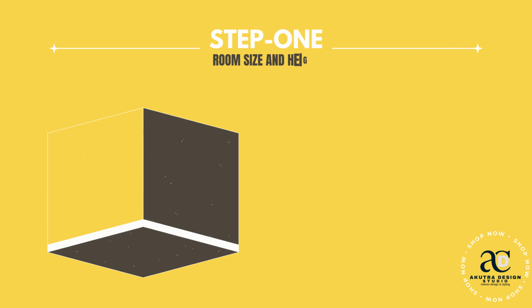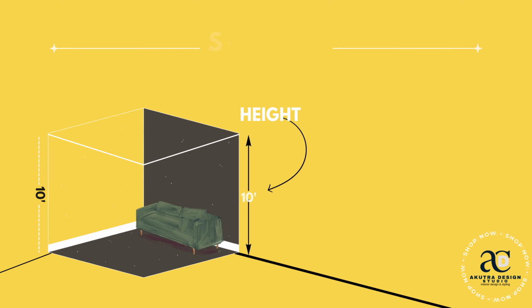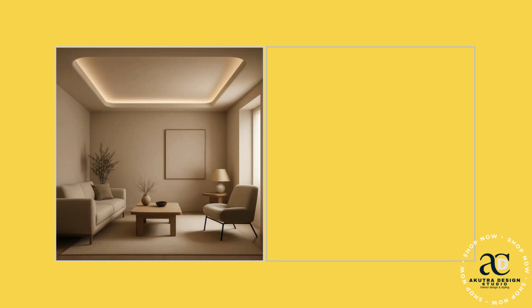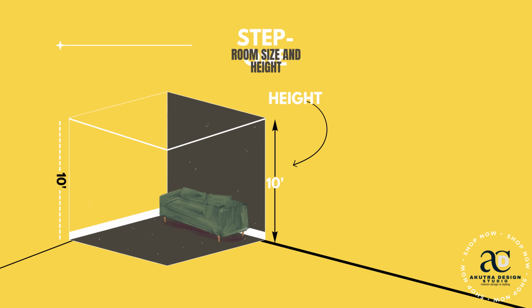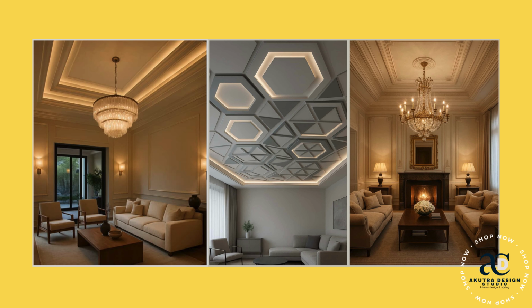Step 1. Room size and height. Start with your room's height. If it's low, keep the ceiling design simple, maybe a single layer false ceiling with soft edges. This makes the space feel taller. If the room is spacious and has height, you can go for multiple layers, patterns, or even statement chandeliers. The ceiling should always complement the size, not fight it.